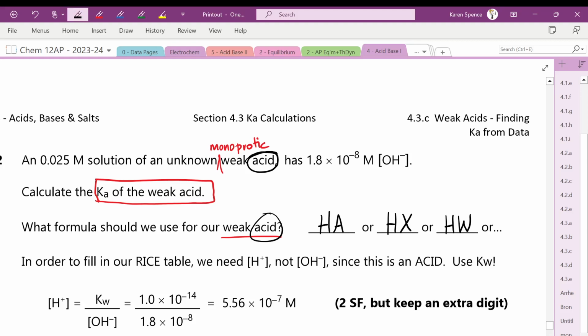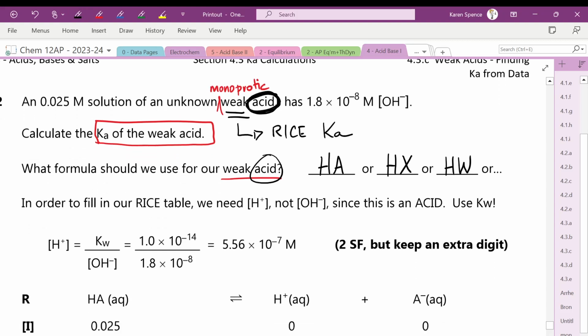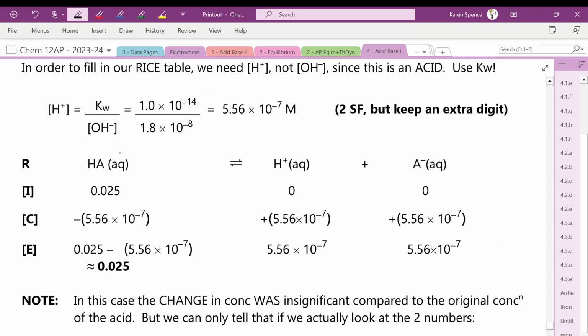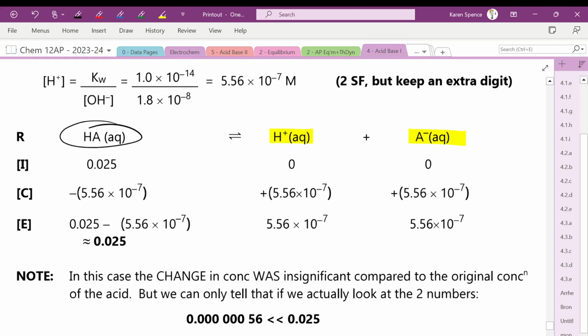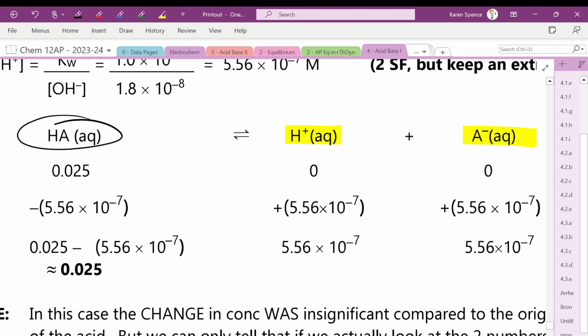Because we are dealing with an acid and it is weak, what tools are we going to use? Rice and Ka. Now, let's look at our rice table. We have HA, our acid here. It dissociates into H plus and A minus. But sadly, I have not been given H plus or A minus. What have I been given? OH minus. There's no OH minus. What do I do? Oh no, oh no.